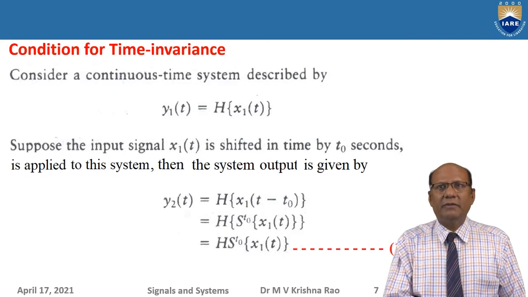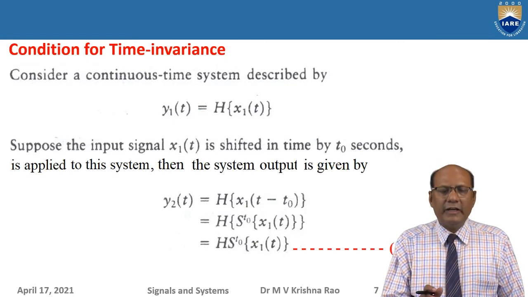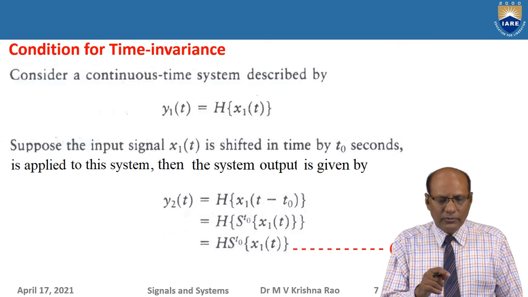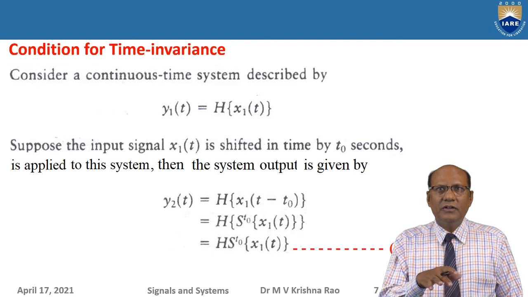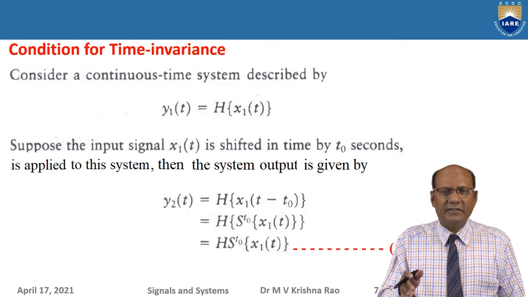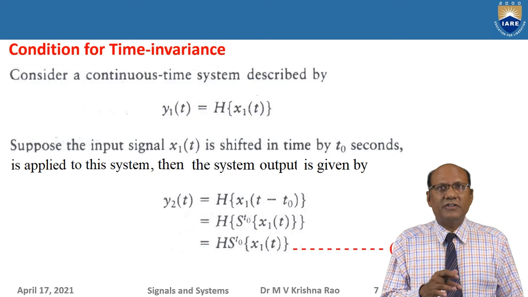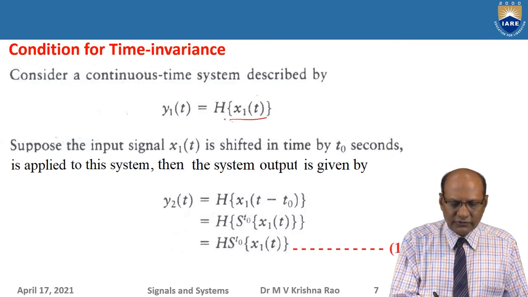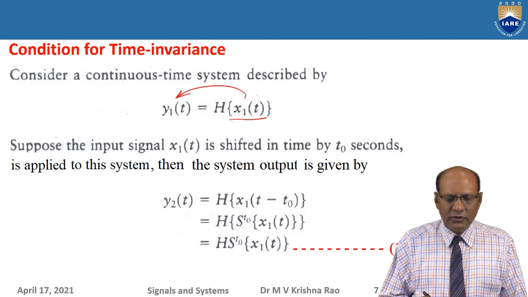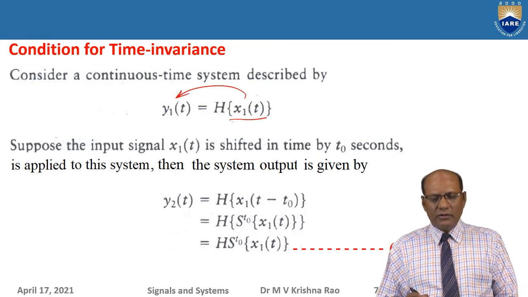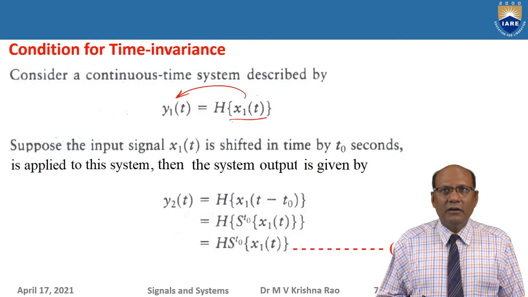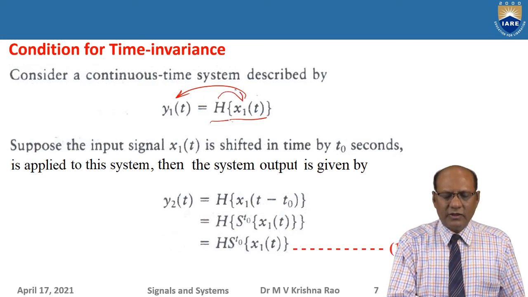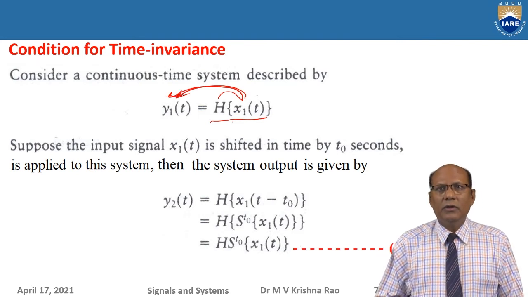What is the condition for time invariance? First of all, if I want to get a time invariant system, what kind of systems appear as time invariant systems? What are the conditions required for a system to be time invariant? Consider an input x1 which gives output y1 when operated by a system H. H is a system operating on x1 giving the output y1 of t.